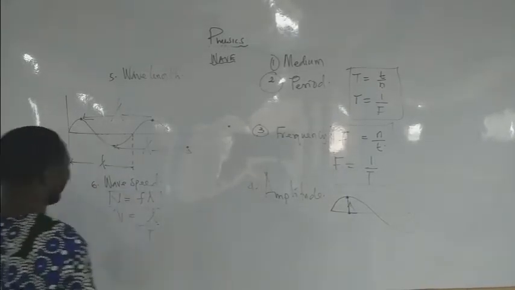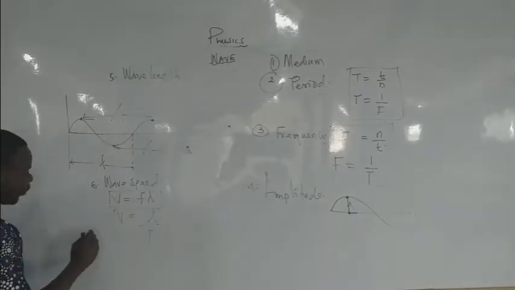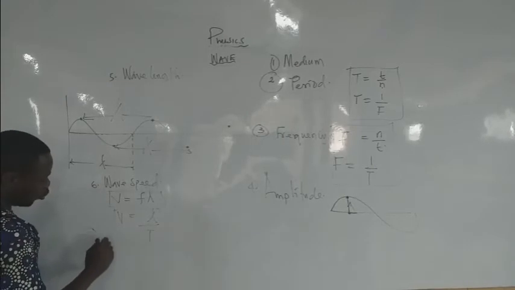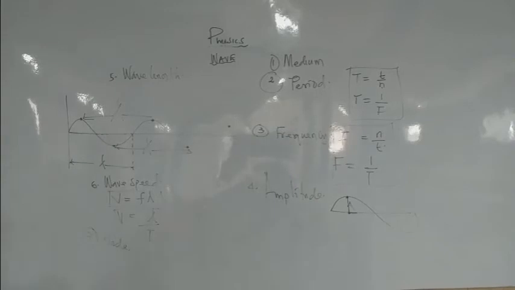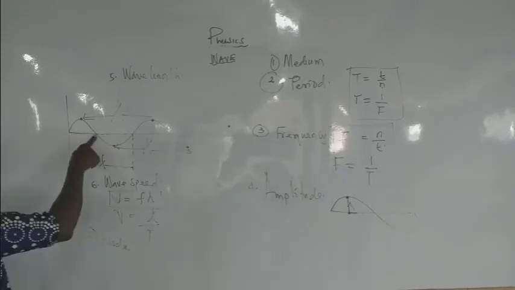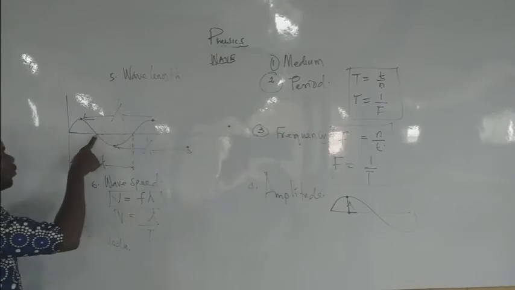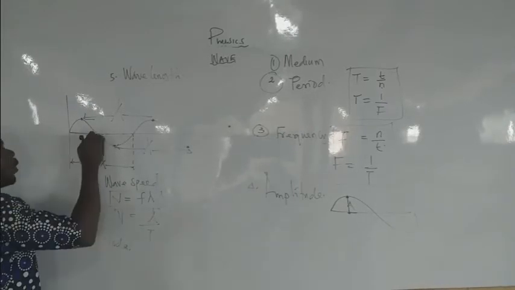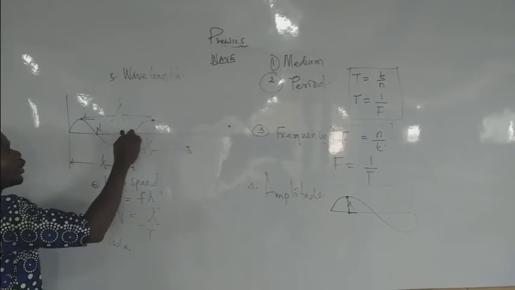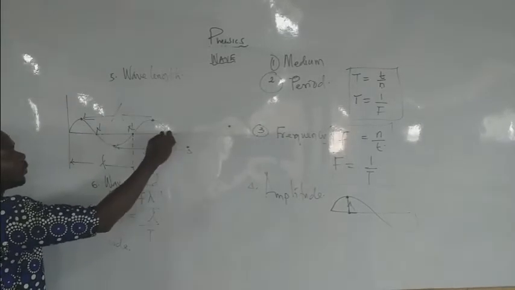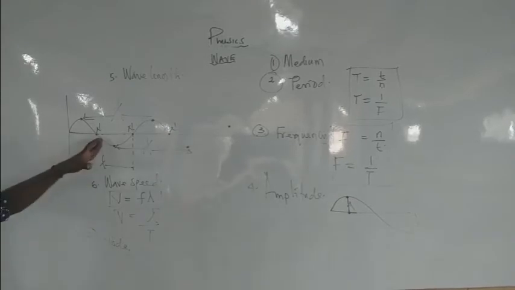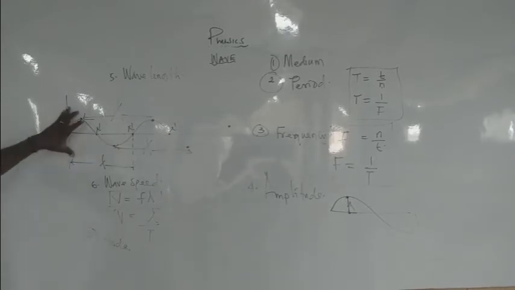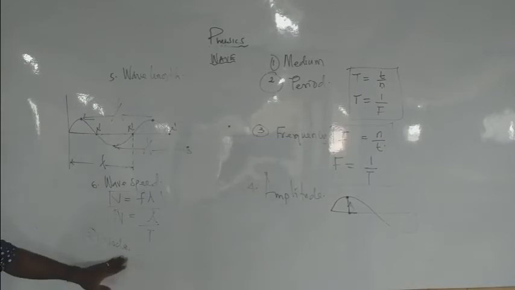The next one is what? You have to know number 7, is node. Wave node. What is a node? A wave node is a point where there is no movement of the medium. Now, from this point, there is no movement of the medium. This point also, no movement of the medium. So those points are called nodes. A point where there is no movement of the medium is called a node.